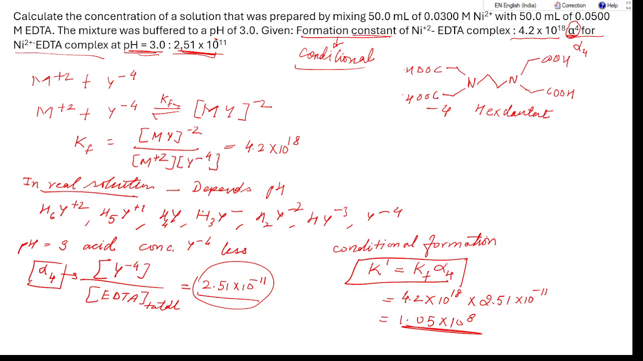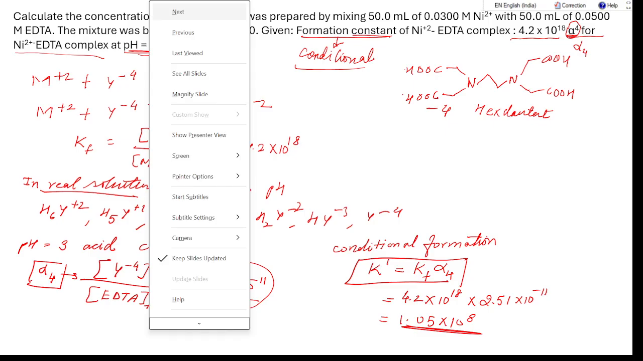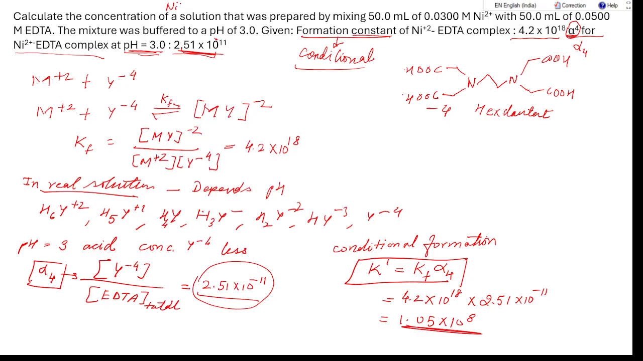Up to this point I think you understand what the conditional formation constant is. But what we need to find is the concentration of nickel 2+ ion, meaning the free nickel 2+ ion. Obviously a small amount of complex is going to be formed, and we need to calculate how much nickel is left once the complex is formed.